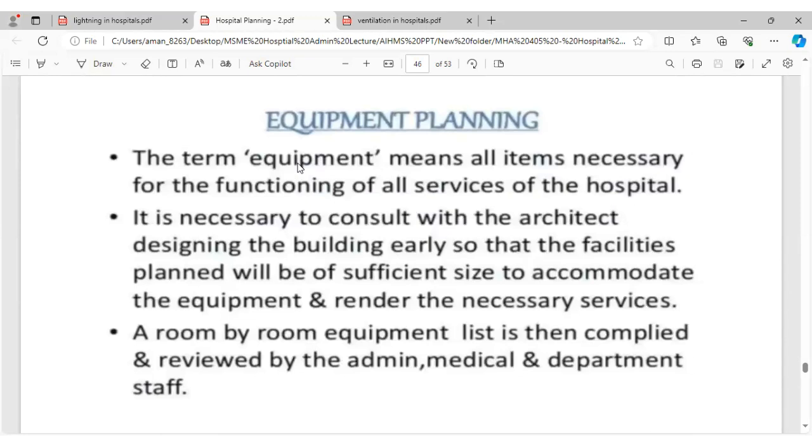The term equipment planning means all items necessary for the functioning of all services of the hospital. It is necessary to consult with the architect designing the building early, so that the facilities planned will be of sufficient size to accommodate equipment and render the necessary services. A room-by-room equipment list is then compiled and reviewed by the admin, medical and department staff.